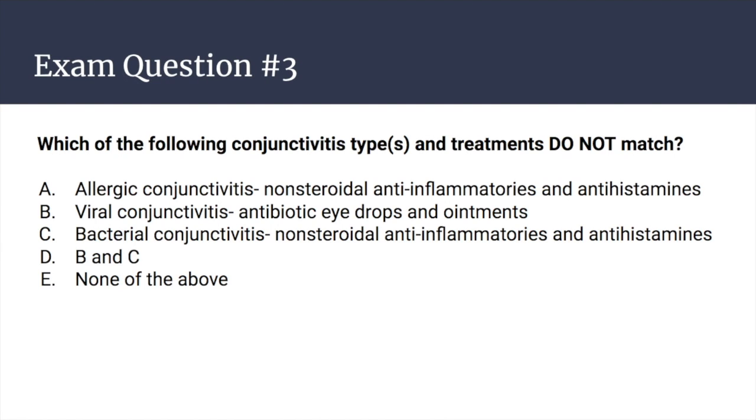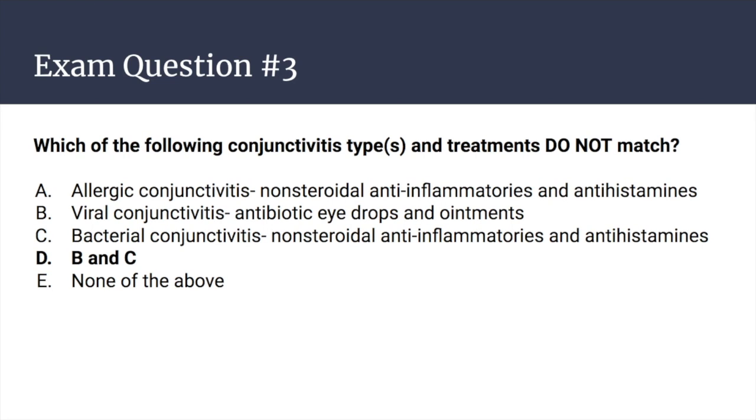Exam question number 3. Which of the following conjunctivitis types and treatments do not match? A. Allergic conjunctivitis with nonsteroidal anti-inflammatories and antihistamines. B. Viral conjunctivitis with antibiotic eye drops and ointments. C. Bacterial conjunctivitis with nonsteroidal anti-inflammatories and antihistamines. D. B and C. Or E. None of the above. And the answer is D. B and C. So B is viral conjunctivitis with antibiotic eye drops and ointments, and C, bacterial conjunctivitis with nonsteroidal anti-inflammatories and antihistamines.